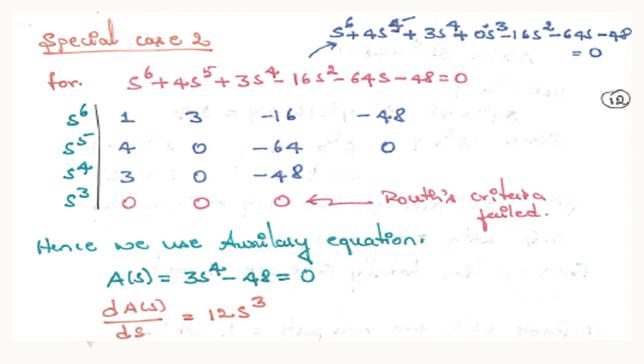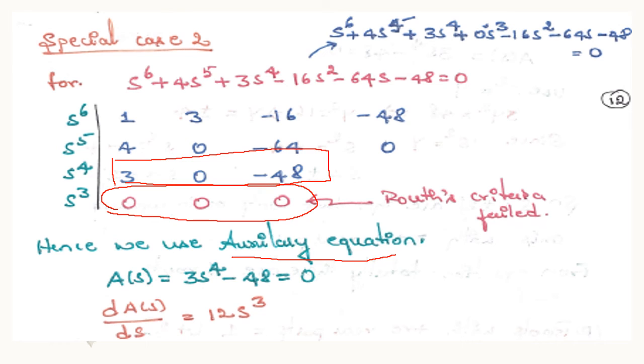Now we consider case 2. In case 2, let us assume that the whole row has become 0 when we are solving this. Then what to do? Then we can take an auxiliary equation. How are we considering this auxiliary equation? We consider the previous value and the powers. So this is nothing but s to the power of 4, and we'll skip s cube.